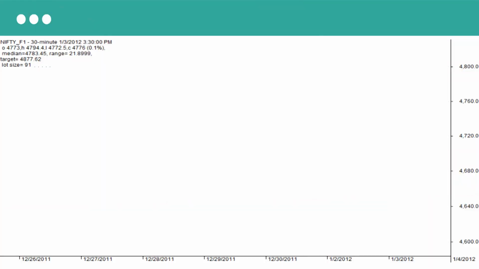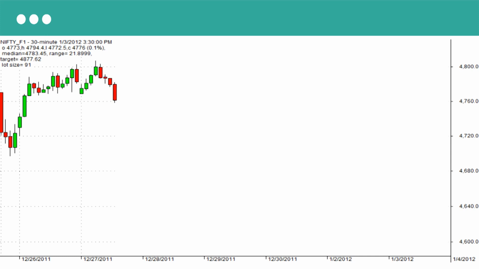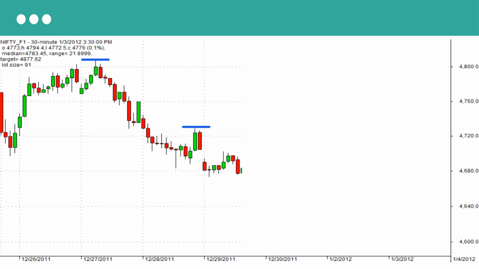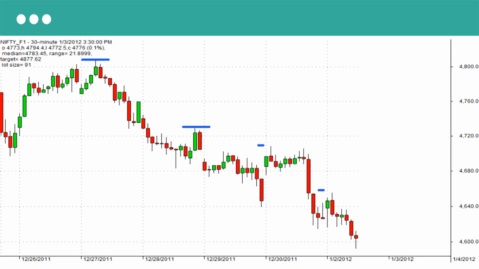Now for this setup, I will not look at hourly charts. Let's shift one gear lower. Let's move to the 30-minute charts. This is Nifty 30 minutes. The markets are clearly falling. That is our first swing high. Then we got a lower one. The markets fall even lower, creating two more lower swing highs.